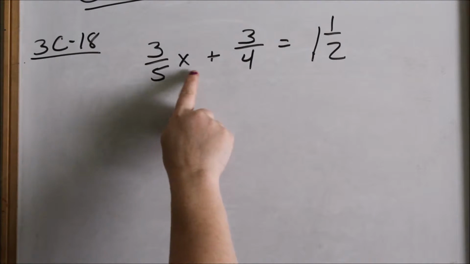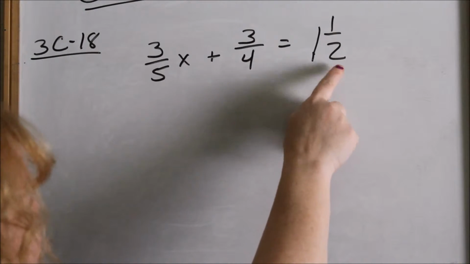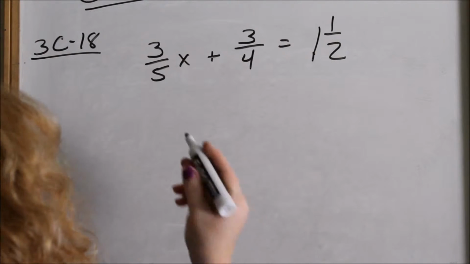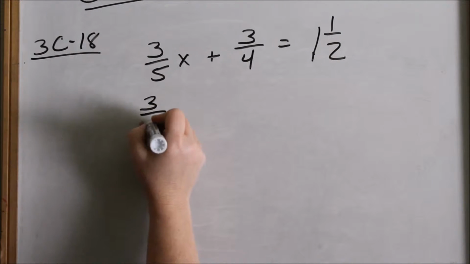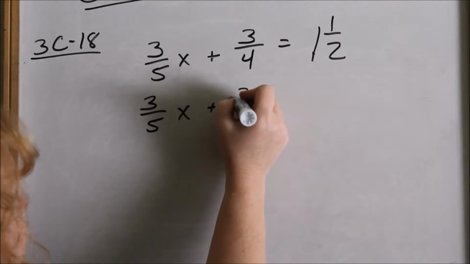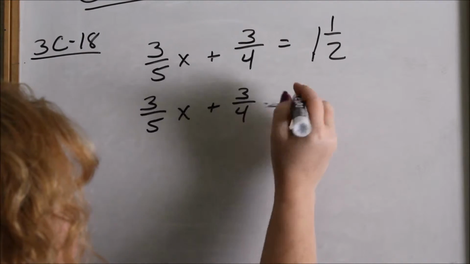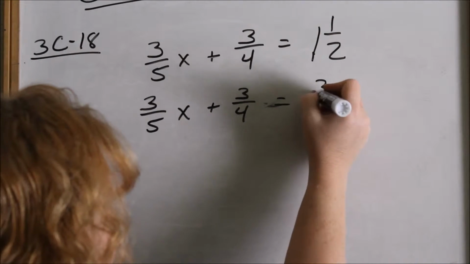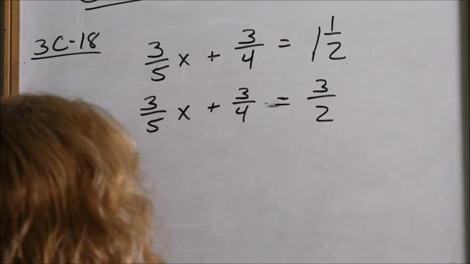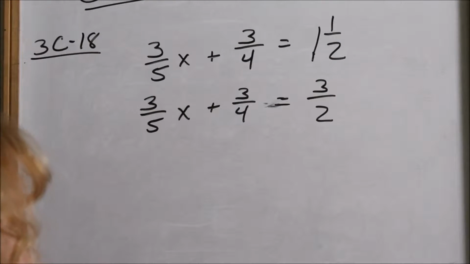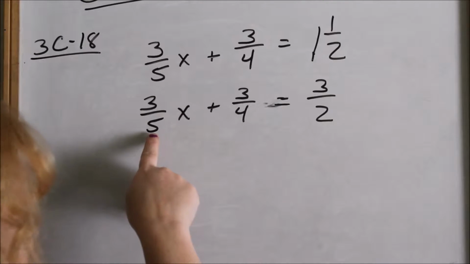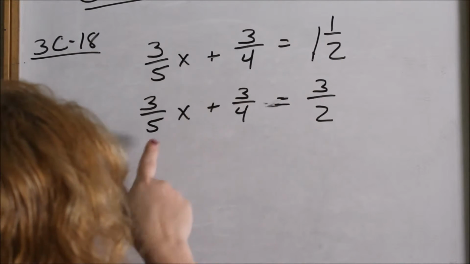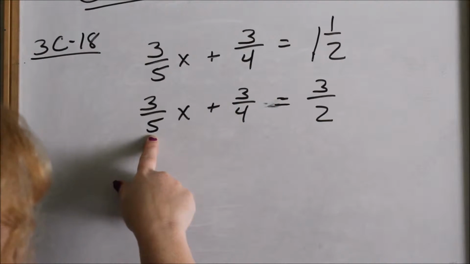So you have 3/5 x plus 3/4 equals 1.5. The very first thing I recommend is to change all mixed numbers into an improper fraction. So therefore we'll have 3/5 x plus 3/4 equals, changing this into an improper fraction, 2 times 1 is 2, plus 1 is 3, that would be 3/2. Okay, so now I need to determine the least common multiple. I am trying to determine a number that I can multiply all of these by in order for these denominators to divide into it.